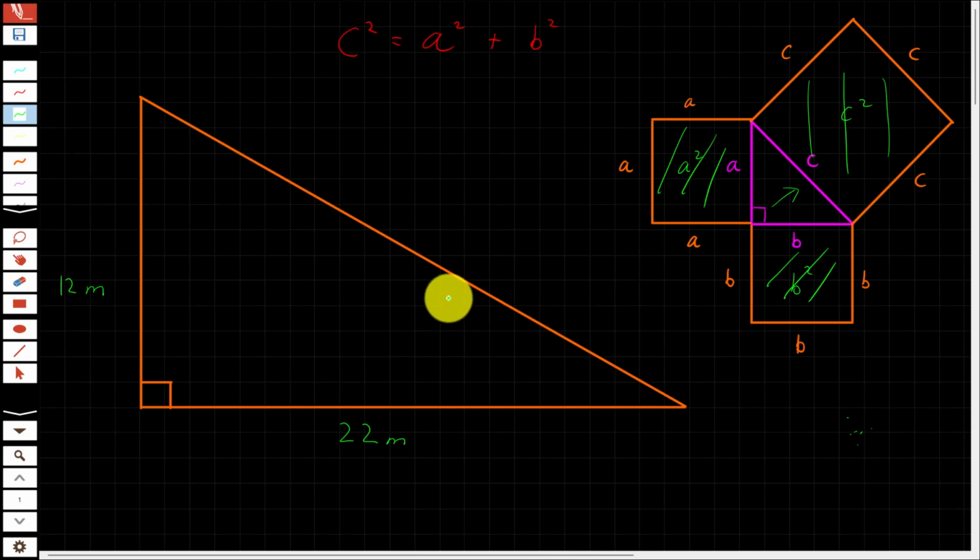So we can use this fact to solve the missing length on any right angle triangle if we're given two of the other lengths. It doesn't have to be these two, it can be this one and the hypotenuse. As long as we're given two of the sides, we can solve for the third side. So let's solve for the missing side here, which in this case is the hypotenuse because it's opposite that 90 degrees. So we'll call that C, we'll call this A, and we'll call this B.